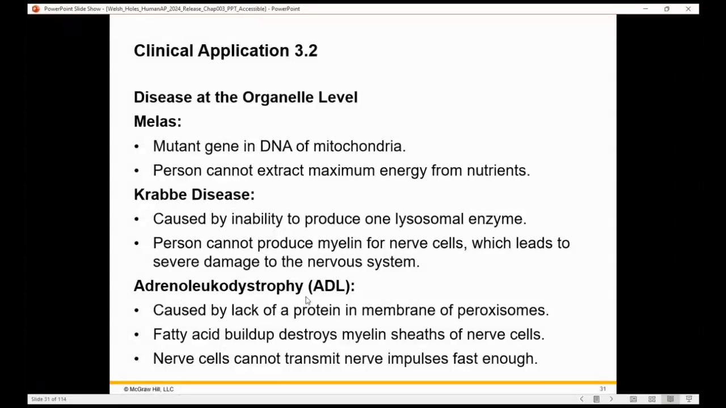Okay, ADL, adrenoleukodystrophy. This is caused by the lack of a protein in the membrane of peroxisomes. Fatty acid buildup destroys the myelin sheaths of the nerve cells. And nerve cells cannot transmit nerve impulses fast enough in this case.